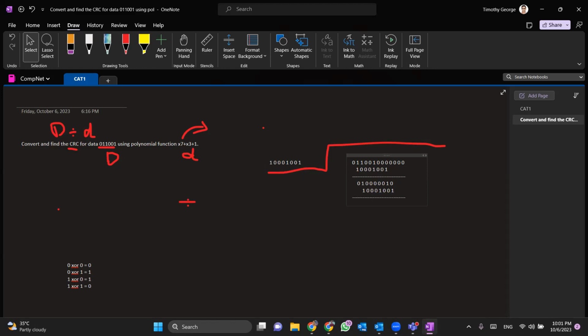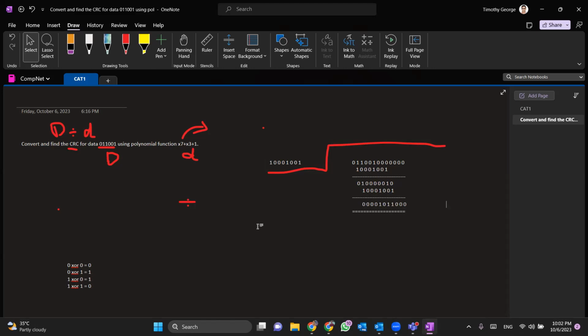Okay, let's XOR. So 1 and 1, 0, 0, 0, 0, 1, 0, 1, 1. And now you see that this is 4 digits, so now we bring down the next 0, so it's going to be 0, 0, 0. And that's basically it. So you have a 7-digit number here and an 8-digit number here. This is your remainder. This is your CRC.